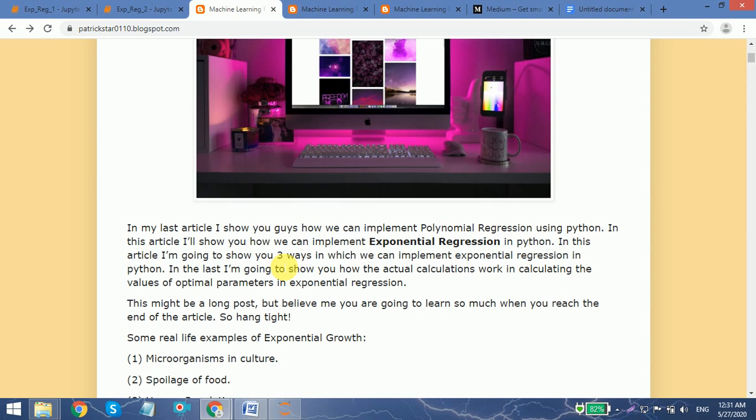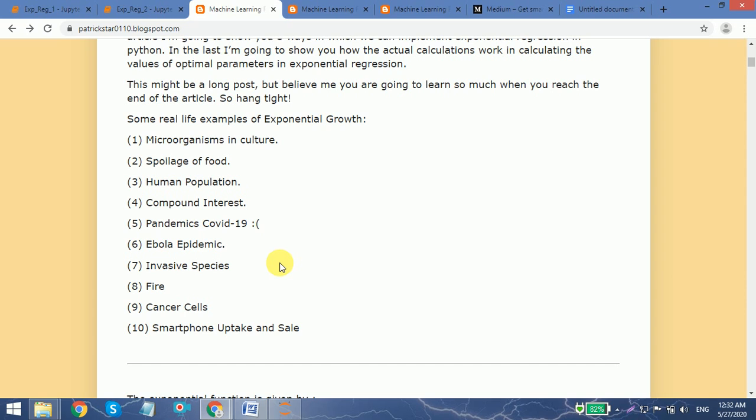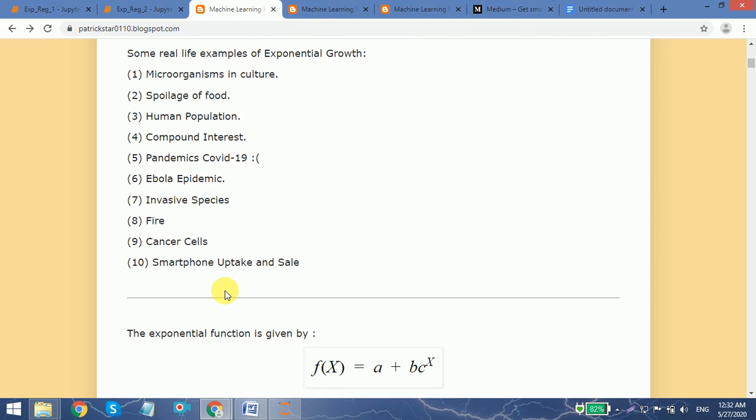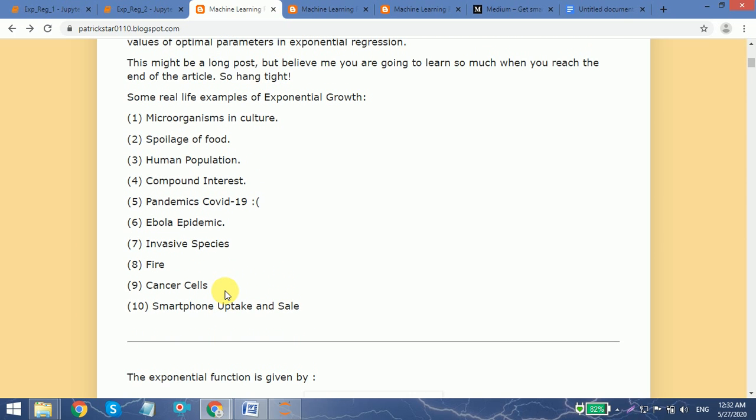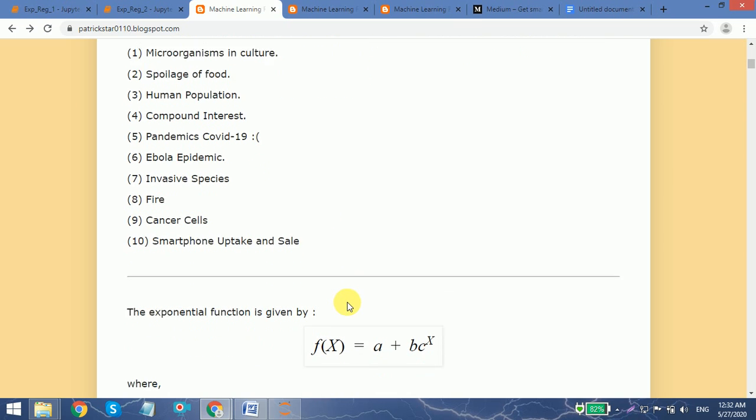There are some real life examples in which you can note exponential growth: microorganisms in culture, spoilage of food, human population, compound interest, and more importantly, the current ongoing pandemic COVID-19, then Ebola epidemic, invasive species, fire, cancer cells, and smartphone uptake and cells. So you can notice exponential patterns in these examples, and there are many more in the real world, but I have just listed a few here.